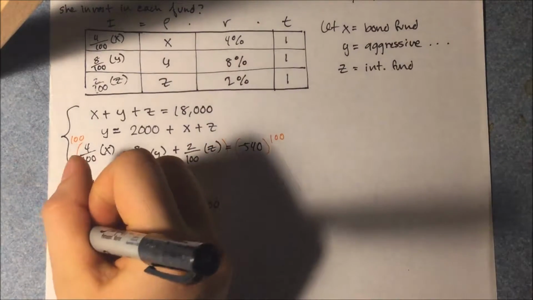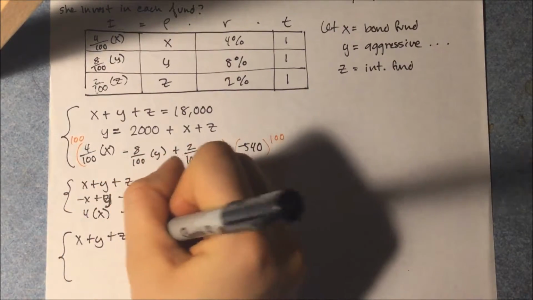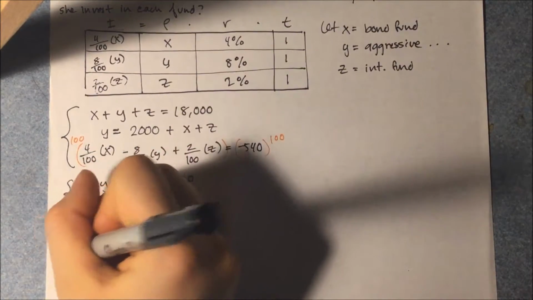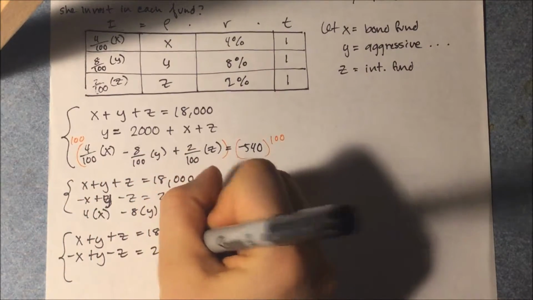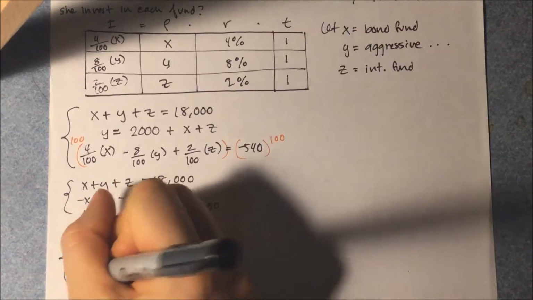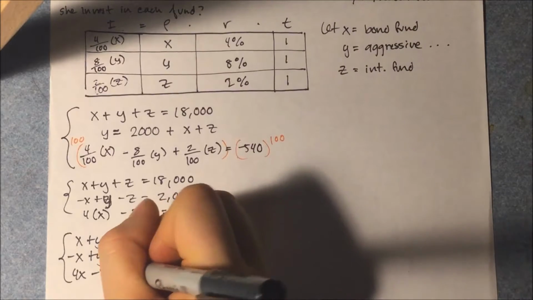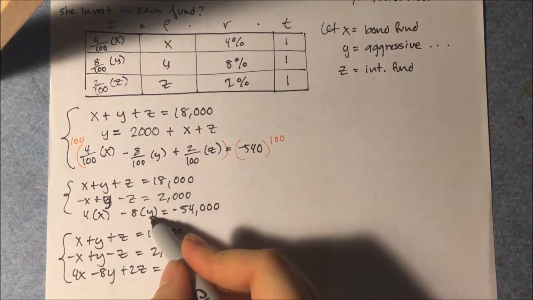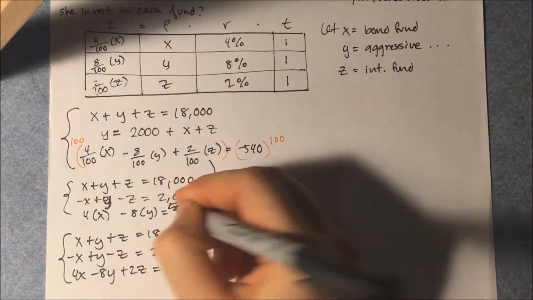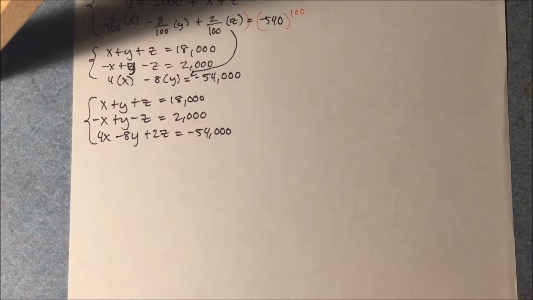Okay, so I actually rewrite that real quick because that's really ugly. So x plus y plus z equals 18,000, minus x plus y minus z equals 2,000, and 4x minus 8y, ah, see, look, I left it out, plus 2z equals negative 54,000. I'd left out the 2z in this equation. Okay, so this is the right equation with the 2z. Okay, so now that's all done.